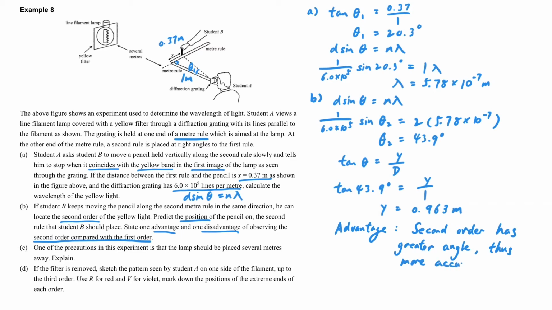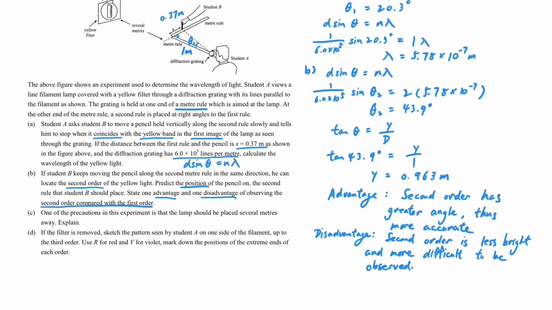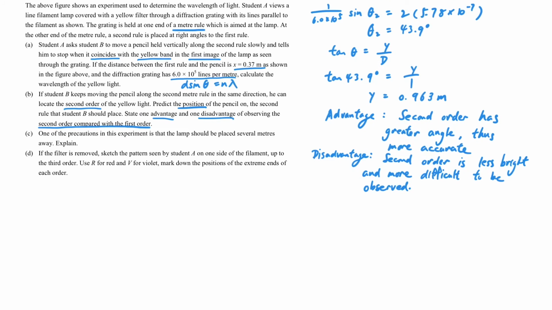Now, using the second order, we have a greater angle, so it is more accurate, because if we have some error there, because the angle is larger, so comparatively, the relative error will be smaller. But the second order is less bright compared with the first order fringe. So comparatively, it may be more difficult to be observed. So these are the advantage and disadvantage of measuring the item with the first order and second order of fringe.